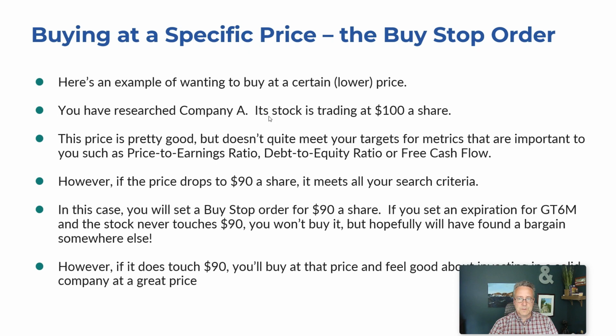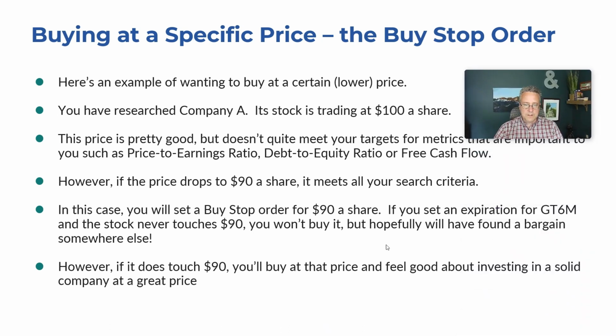It's trading at $100 per share. The price is pretty good, but it doesn't quite meet some metrics that you're looking at. There's things like price to earnings ratio, free cash flow, other things. However, if the price drops to $90 a share, it meets all your search criteria. In that case, you set a buy stop order for $90. And if you set the expiration for good till 6 months and the stock never touches $90, you won't buy it, but hopefully you'll find a bargain somewhere else. But if it does touch that $90 price, you'll feel good that you bought it and have a solid company at a great price.